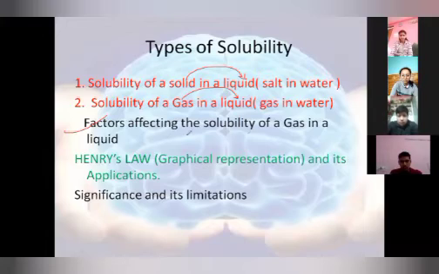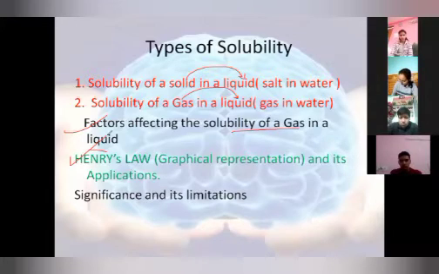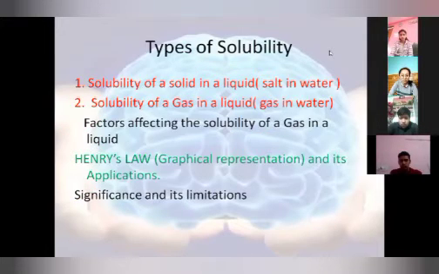Now understand this. The factor by which we describe the solubility of gas in liquid is called Henry's law. It means that Henry has represented graphically the solubility of gas in liquid. So here we are introducing Henry's law, and we are going to discuss these things in the next slides. So please pay attention and be here to understand this.